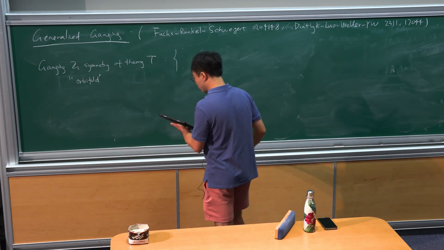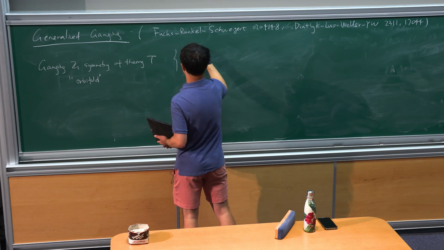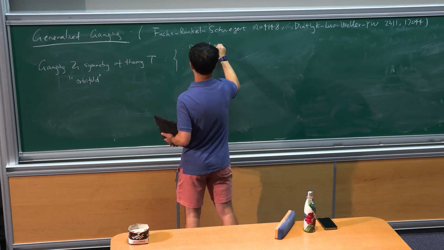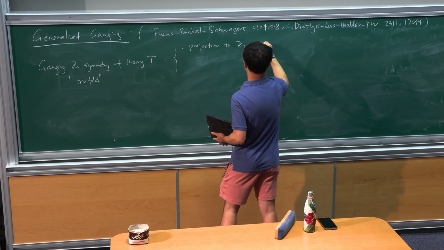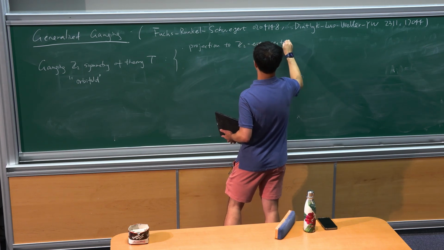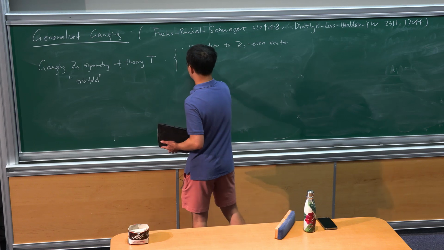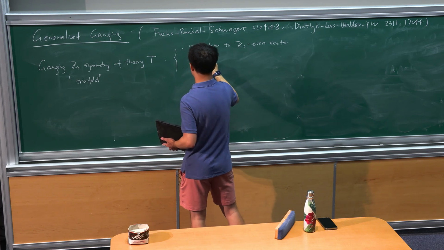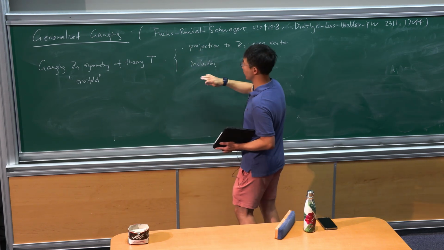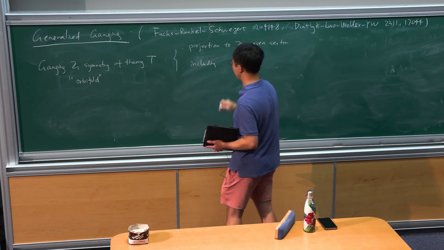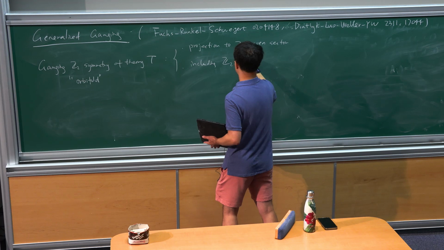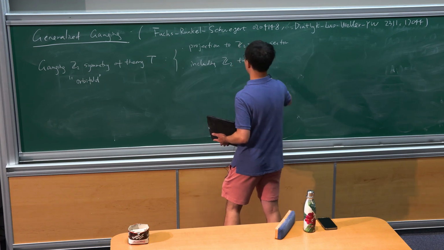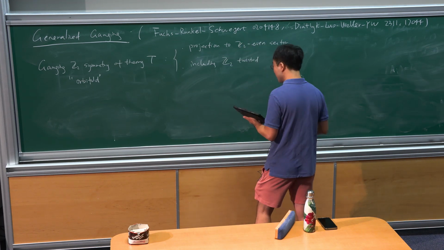The first step is to do a projection to the Z2 even sector. And the other step is, well, I shouldn't say first step or second step, you need to do them in combination. The second step is to include Z2 twisted sectors.